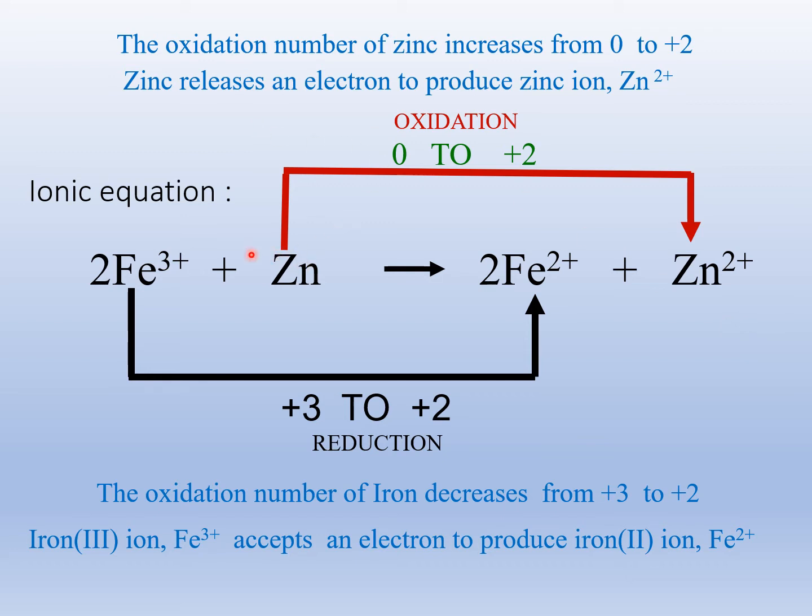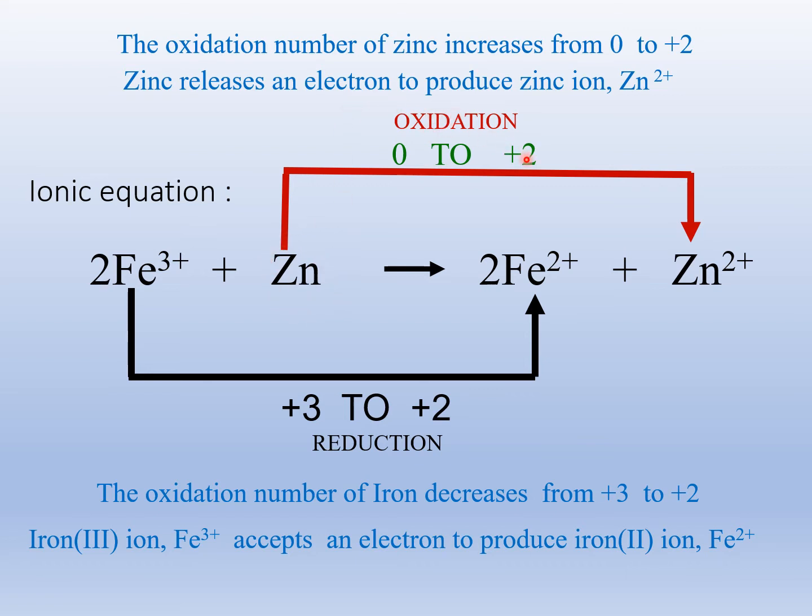Okay, so we see the zinc first. Zinc atom, the oxidation number is 0. It will become zinc 2 plus, and the oxidation number is plus 2. So what happened to the oxidation number? It is increasing. So the zinc is said to be oxidized.